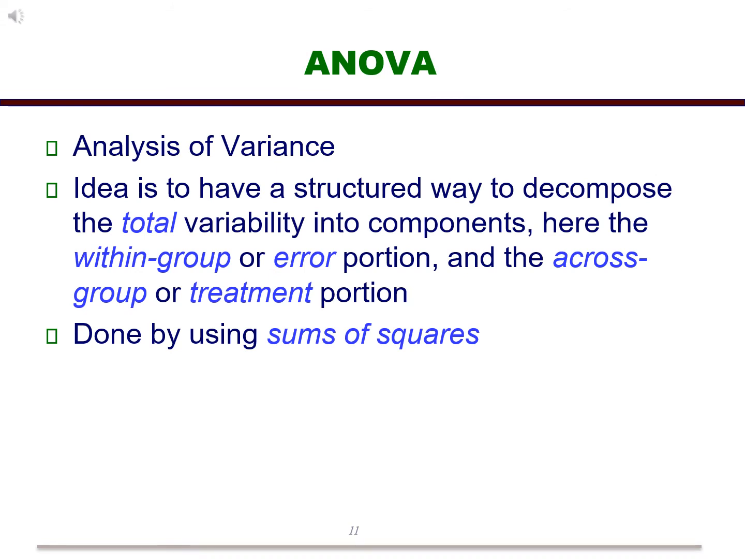So where does ANOVA, or analysis of variance, come from? The idea of analysis of variance is to have a structured way to decompose the total variability into its individual components. Here we are separating the within group or error portion of the variance and the cross group or treatment portion of the variance. This can be done using the sums of squares. But what are sums of squares?